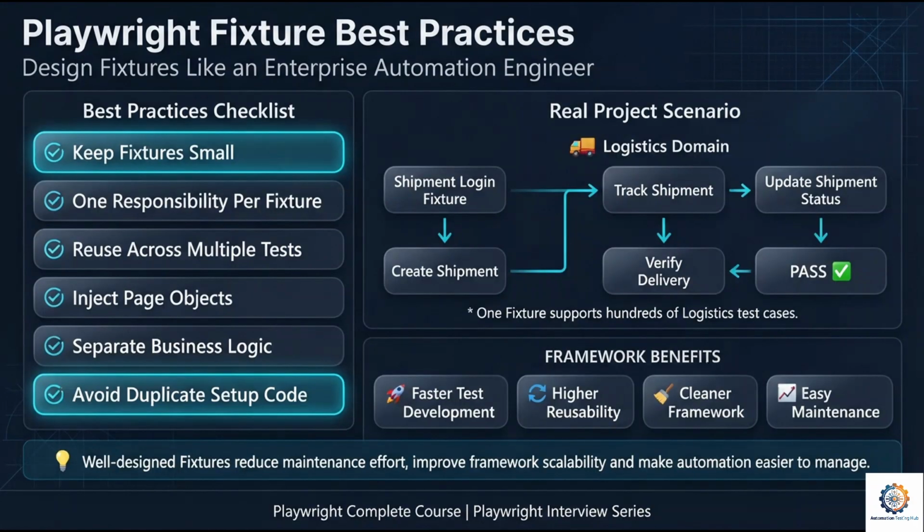Now, let's look at some best practices for designing Playwright fixtures in real projects. Keep every fixture focused on a single responsibility. Reuse fixtures across multiple test cases instead of writing duplicate setup code. Inject page objects through fixtures and keep business logic separate from setup. For example, in a logistics application, one shipment fixture can support hundreds of shipment test cases. Following these practices makes your automation framework faster, reusable, scalable, and much easier to maintain.